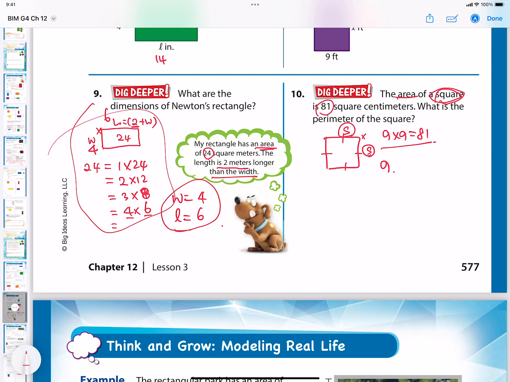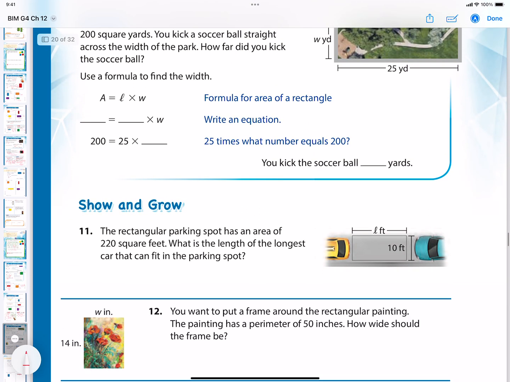But in a square, all 4 sides are equal, right? So 4 times 9 is what? 36 centimeters. That's the perimeter, because we know 9 plus 9 plus 9 plus 9 is equal to 4 nines, 4 times 9, okay? Last page, guys.